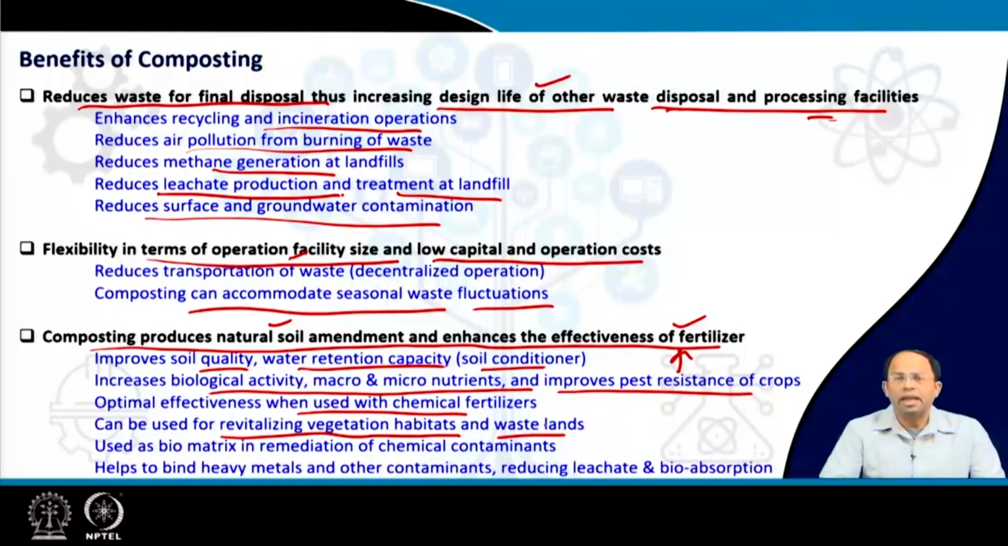In some waste areas in and around urban areas, we can mix compost into the soil, which will facilitate growth of vegetation and plants and make those areas more aesthetically pleasing. It can also be used as a biomatrix in remediation of chemical contaminants. In case there are chemical contaminants in soil, we can use compost to reduce them. It helps bind heavy metals and other contaminants, reducing leachate and bioabsorption. So these are the different benefits of the composting process.